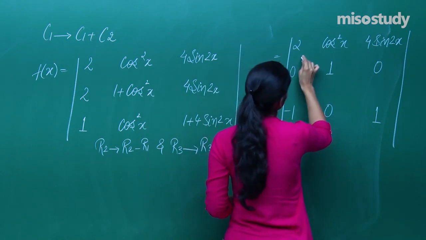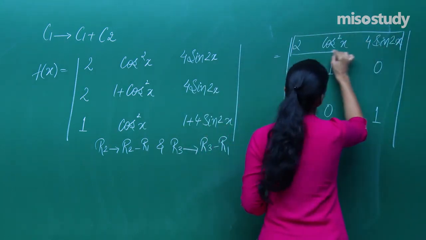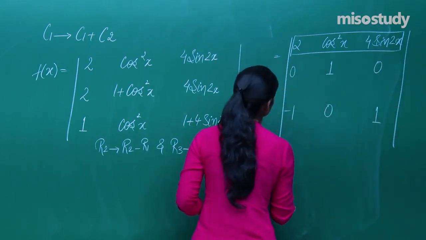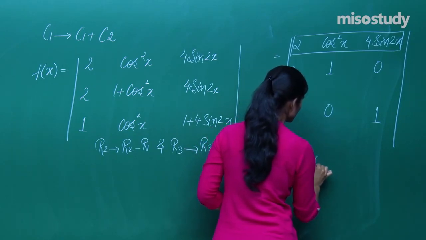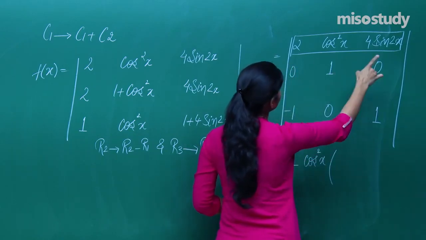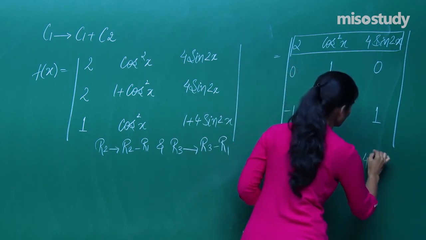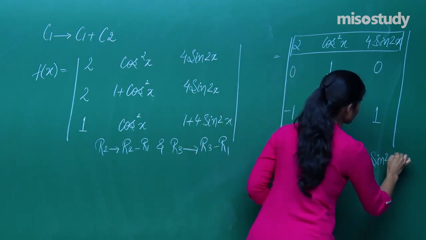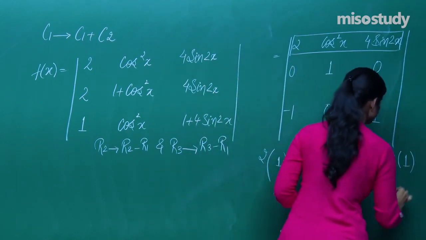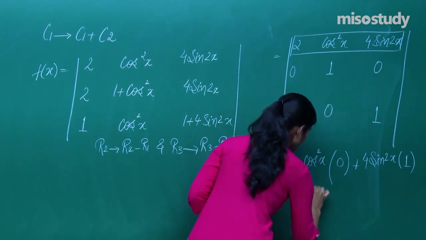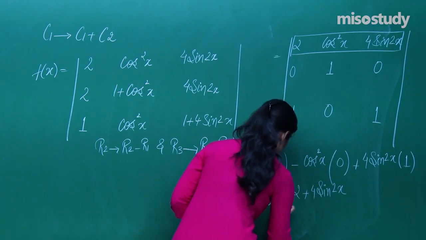When you open this up, what is it that you get? Let's open this up along this particular row itself. So you get twice of 1 minus 0, that is 1, minus cos square x times 0 minus 0, this is 0, plus 4 sine 2x times this is 0 plus 1, that is 1. So you get 2 plus 4 sine 2x. This is my very f(x).